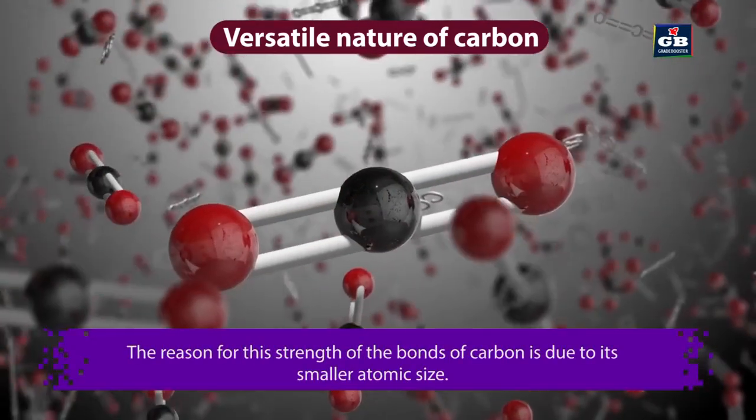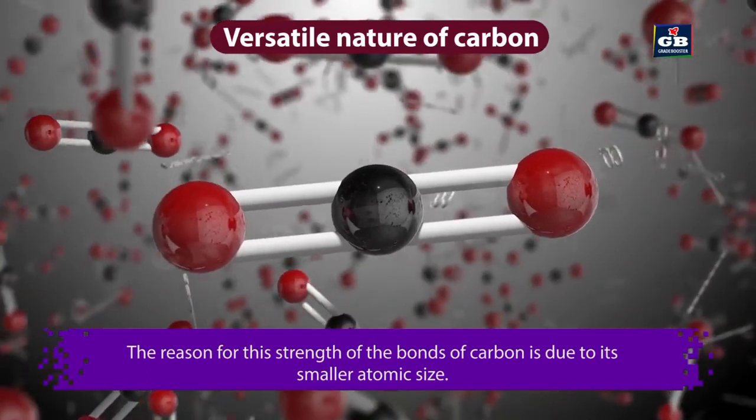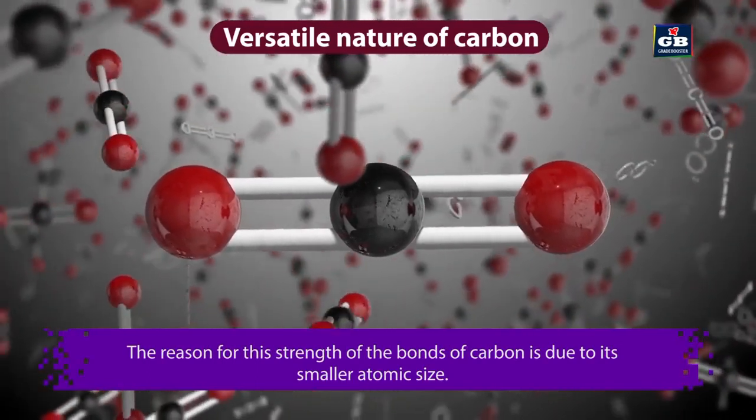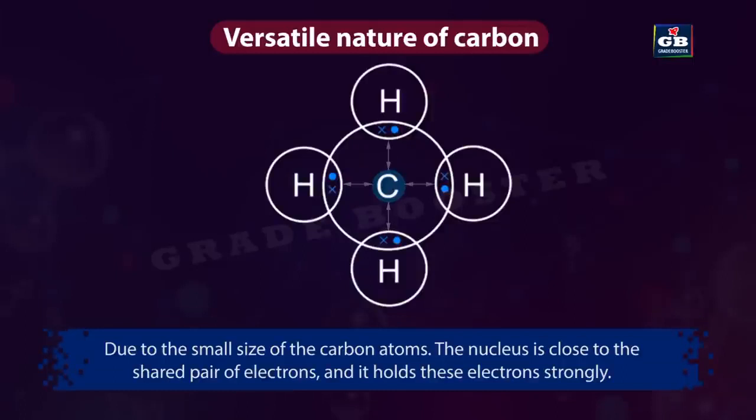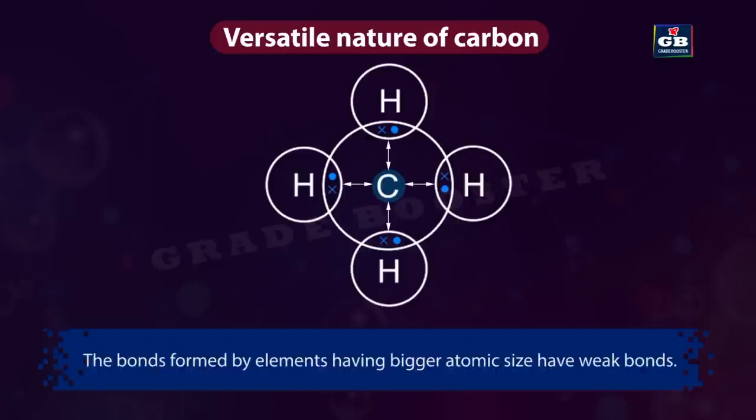The reason for the strength of the bonds of carbon is its smaller atomic size. Due to the small size of the carbon atoms, the nucleus is close to the shared pair of electrons and it holds these electrons strongly. The bonds formed by elements having bigger atomic size are weak bonds.